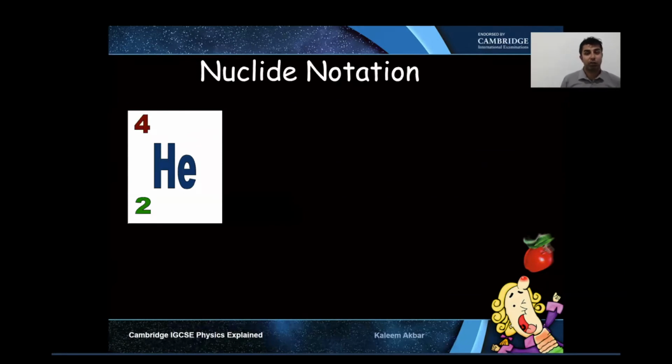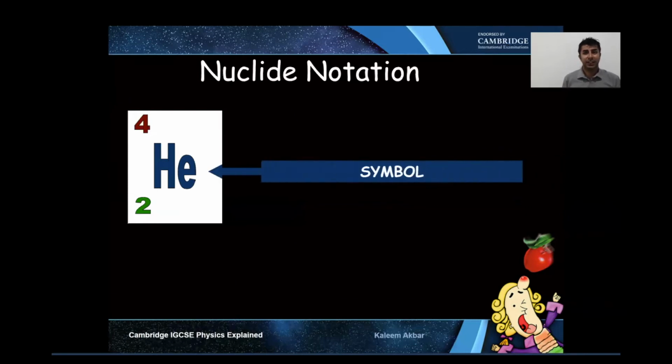The bottom number here represents the proton number or atomic number. This represents the number of protons, and in a neutral atom would also represent the number of electrons. So here the helium atom has 2 protons, 2 electrons. I can tell that from the bottom atomic number or proton number. And it has 2 neutrons because the nucleon number is neutrons plus protons. Therefore, the number of neutrons is the mass number minus the atomic number because we already know the number of protons.